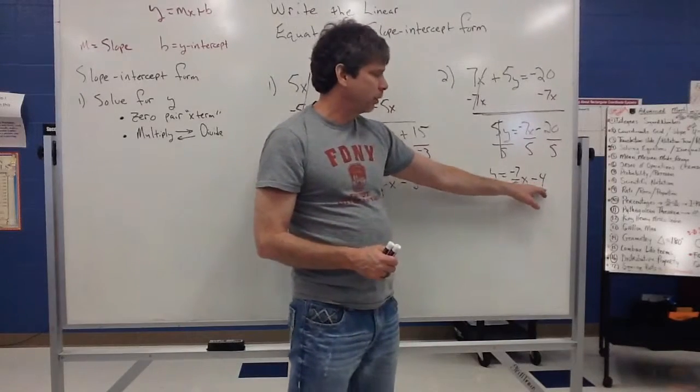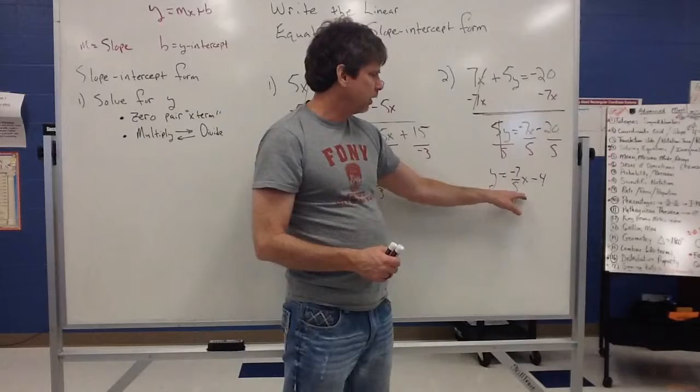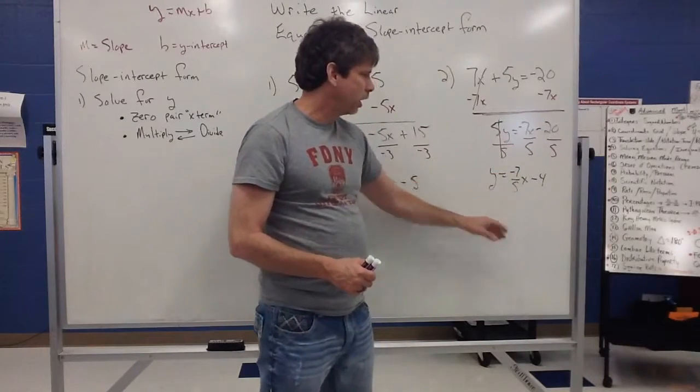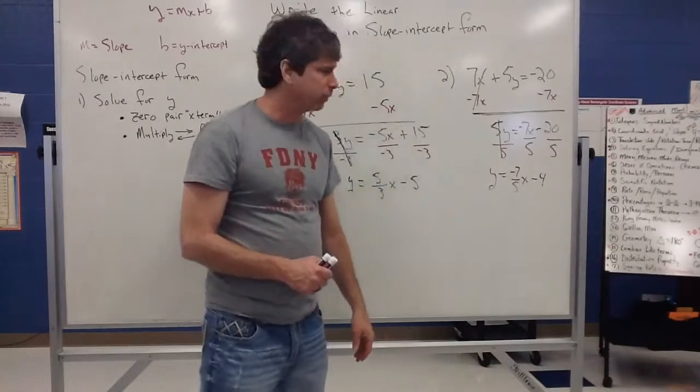So this is where we cross the y-axis, that's our y-intercept, and then that's our change in y and change in x, that's our slope. So we've done our job, we've got our equation in slope-intercept form.